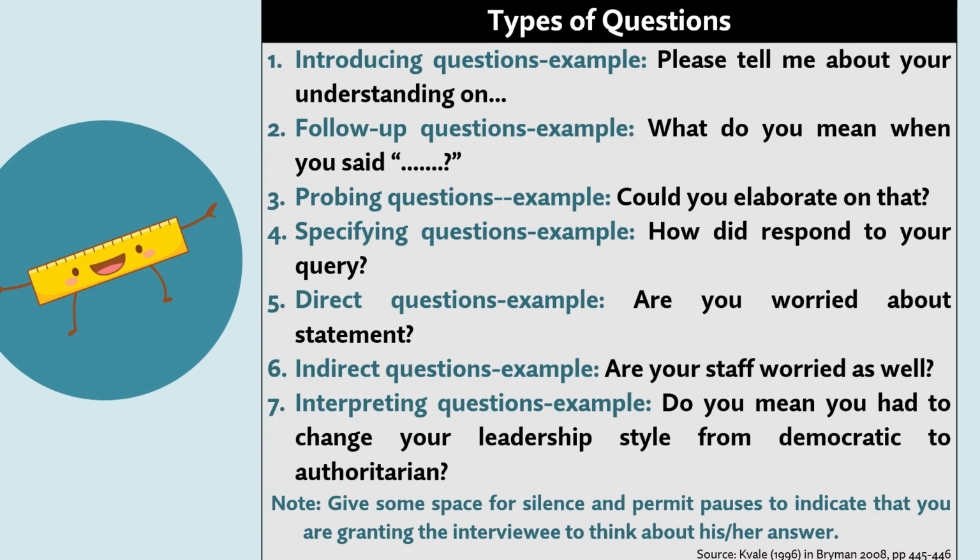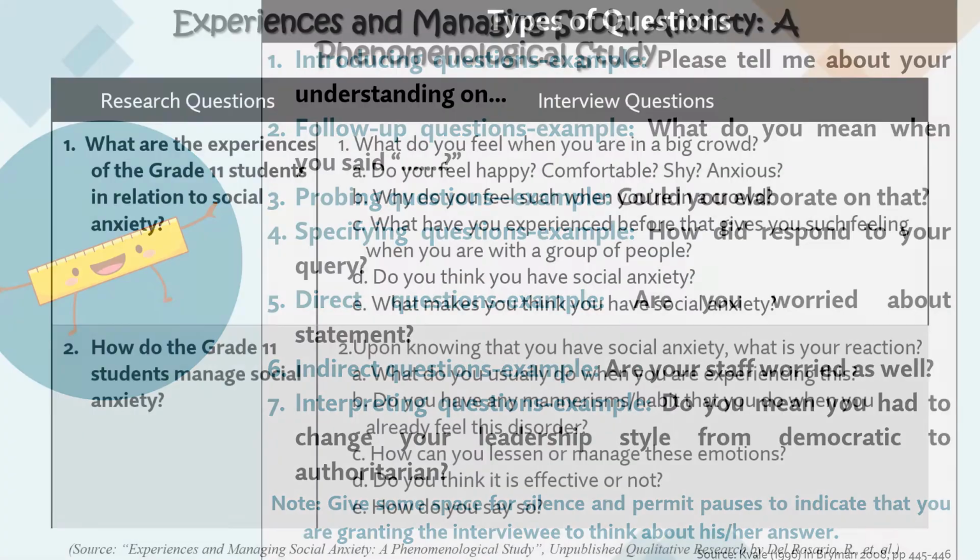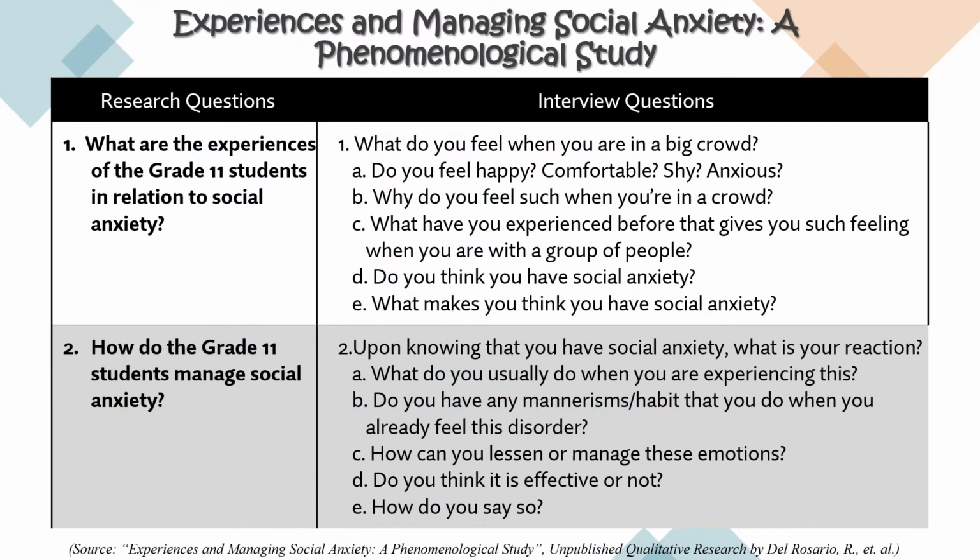Shown in your screen are the different types of questions which you could ask in the preparation of your interview guide. But please take note to give some space for silence and permit pauses to indicate that you are granting the interviewee time to think about his or her answer. This is an actual example of an interview guide question in which a researcher should align interview questions with the research questions.